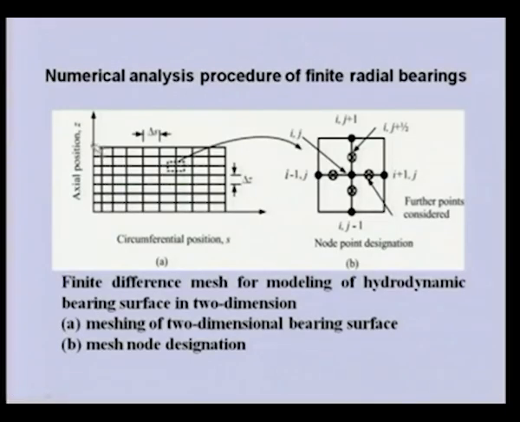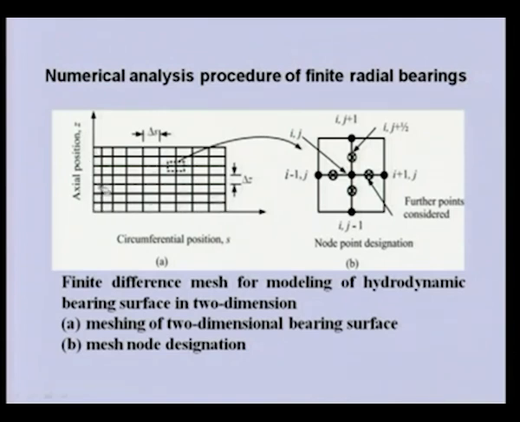Now we will see how we can solve the partial differential equation, this Reynolds equation, using the finite difference method. A brief outline of the method will be explained, and for this particular case, as we have explained previously, once we cut the bearing and unwrap it, this will be the bearing inner surface.